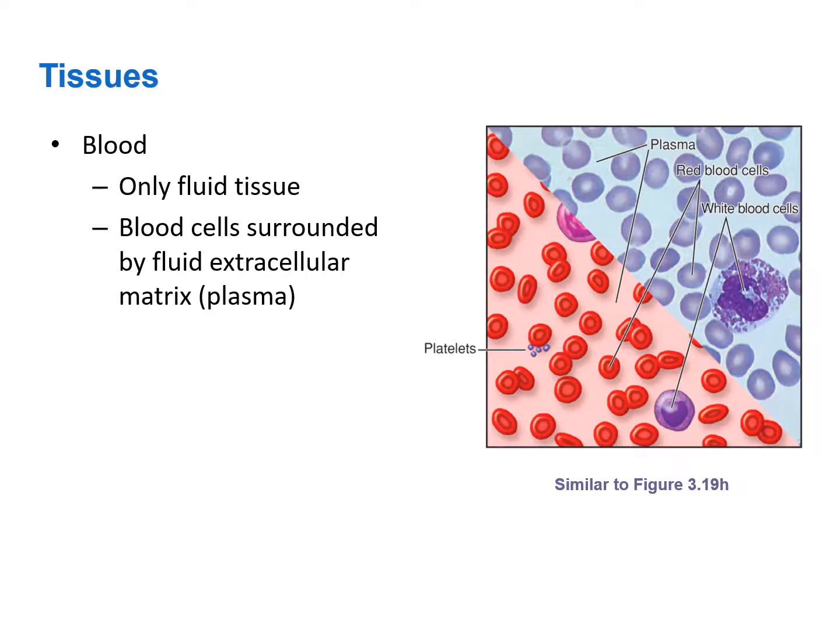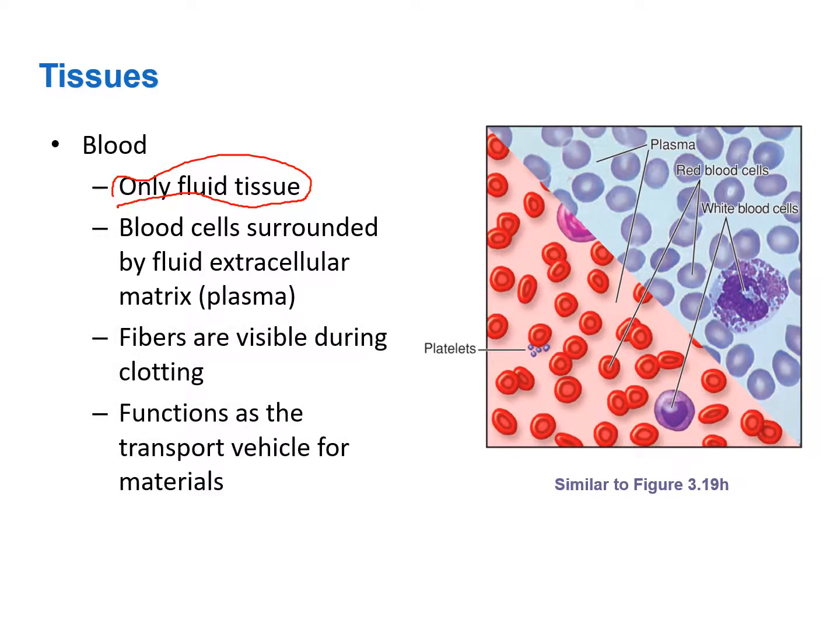Blood is a very weird one, right? Because it is a connective tissue, but it is a fluid tissue. So just kind of keep that in mind, wink, wink. And these blood cells are surrounded by an extracellular matrix called plasma. There are fibers in blood. However, you don't see the fibers in blood until you have clotting, right? So you can see that here. And the main purpose of blood is to function as a transport vehicle for materials. And so those materials could be oxygen, carbon dioxide, they can also be nutrients like glucose, or even hormones like insulin or glucagon, right?